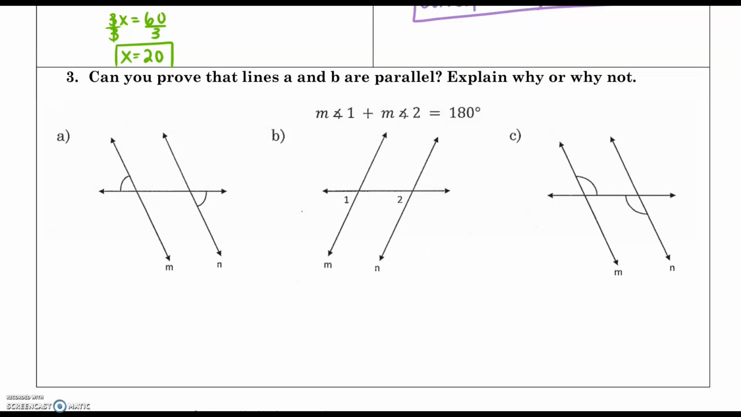So for number 1, we want to see if we can prove that lines A and B are parallel, and then explain why or why not. In this case, the two angles they give us, our two congruent angles here, are alternate exterior angles. And because our alternate exterior angles are congruent, we can say our lines are parallel. And the reasoning for this is the alternate exterior angles converse. So yes, M is parallel to N.